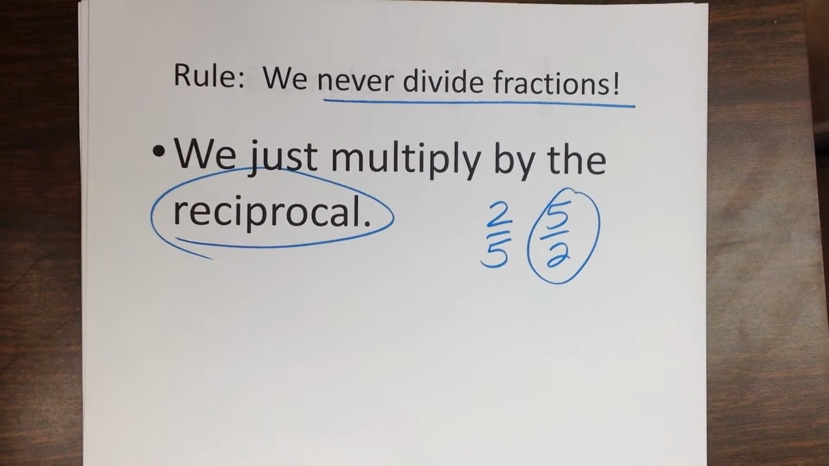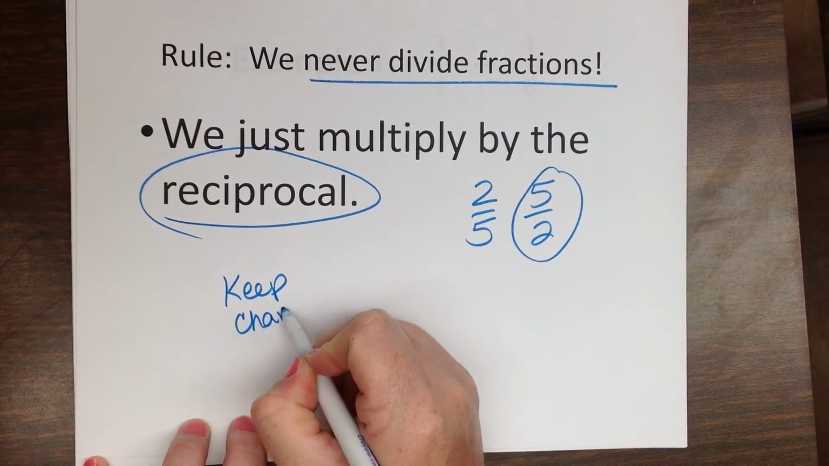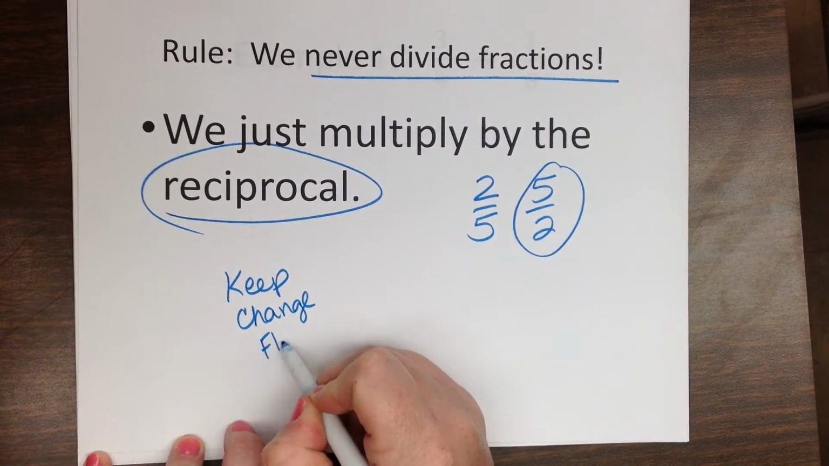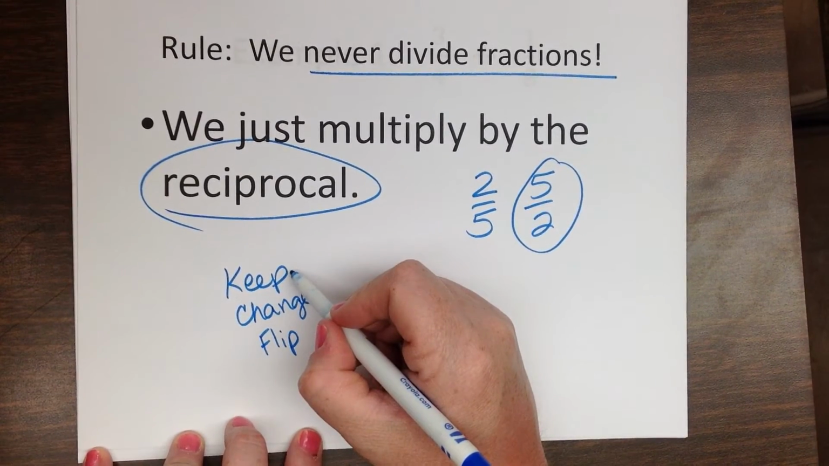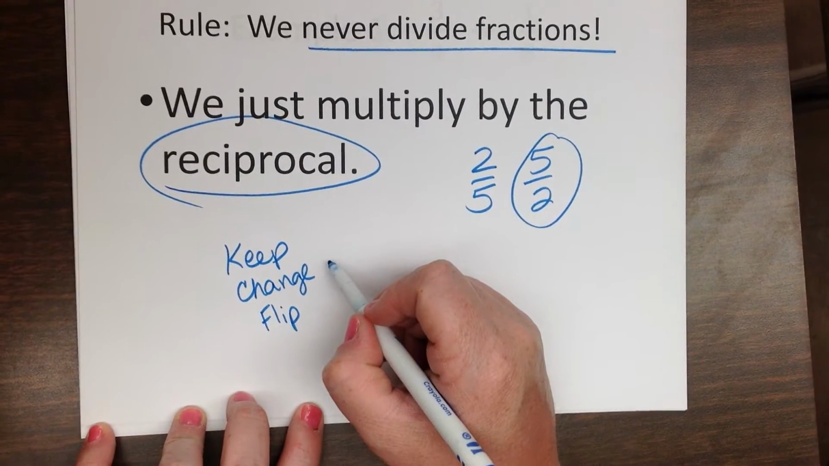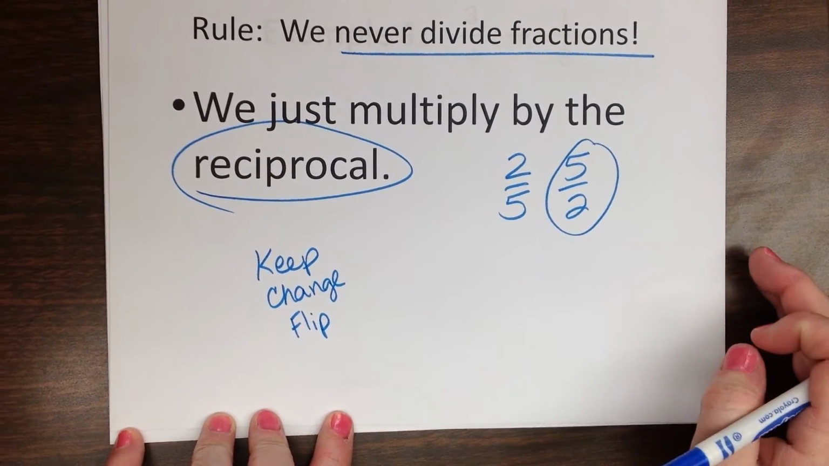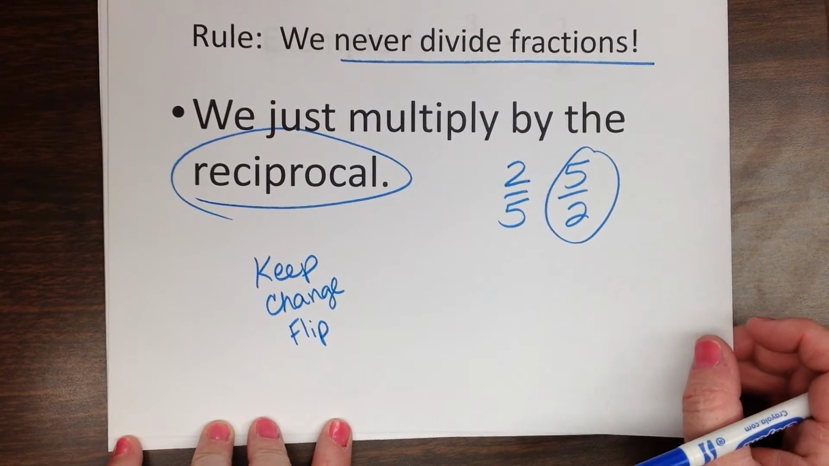Some of you may have heard keep, change, flip. And what that refers to is keep the first fraction, change the division to multiplication, and flip the second one, which means the reciprocal. So you can put that in your own words next.